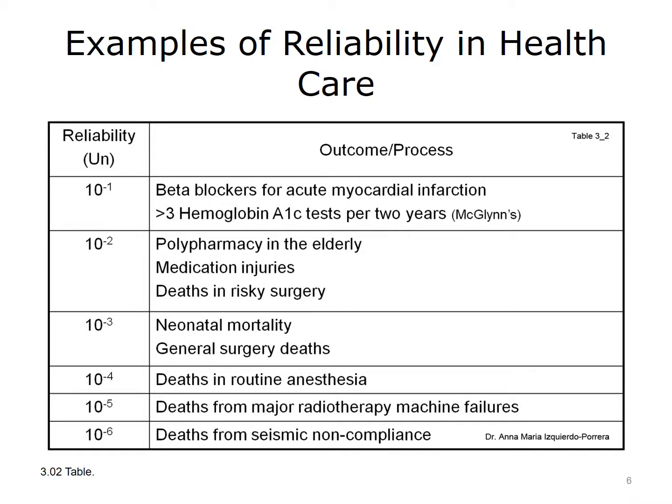Reliability of the system improves when considering outcomes such as deaths in risky surgery, neonatal mortality, and deaths in routine anesthesia. The most reliable processes underlie outcomes such as deaths from major radiotherapy machine failures or from seismic noncompliance.